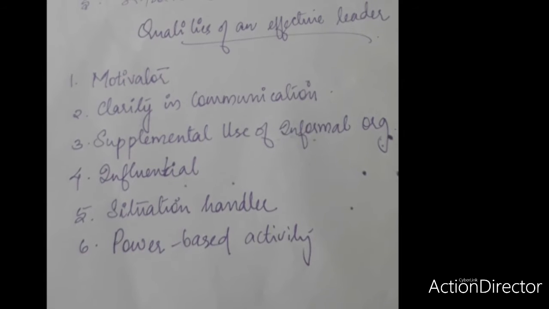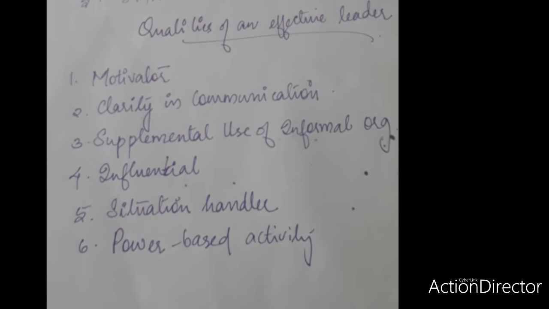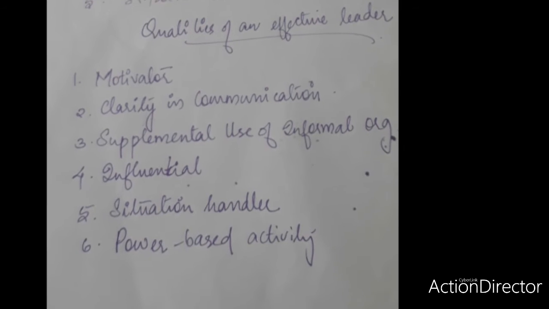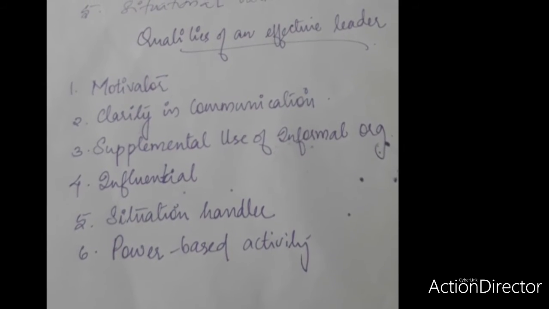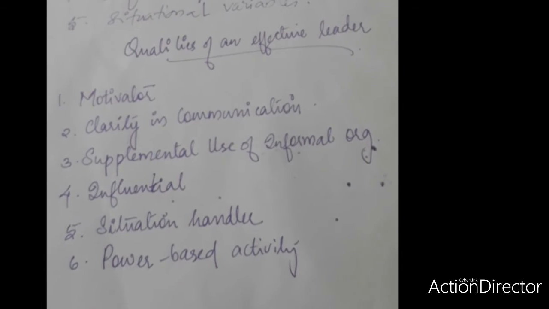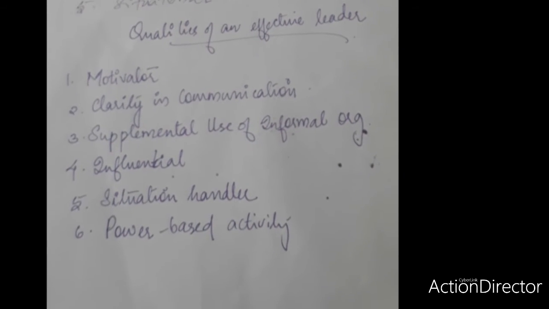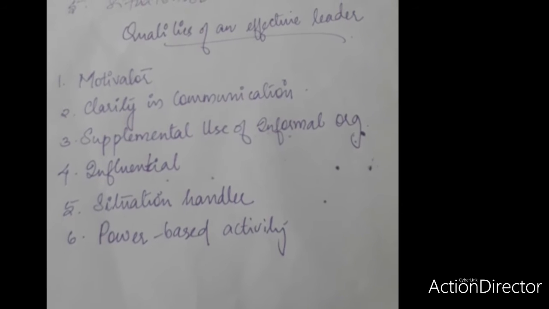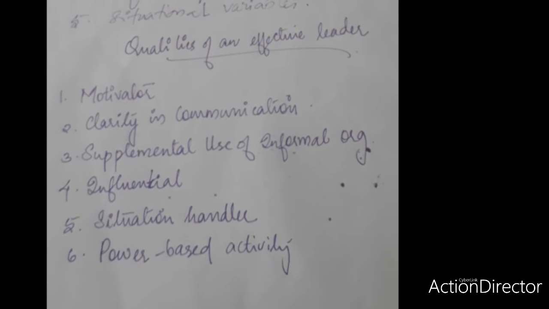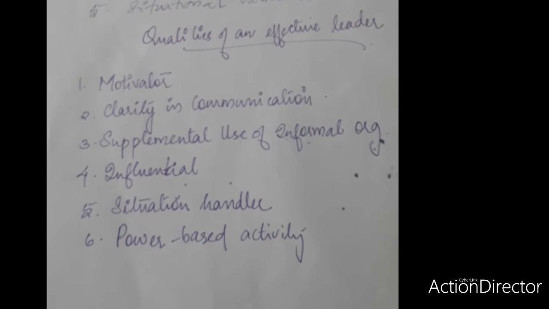Secondly, clarity in communication. When there is no proper communication, then the organization cannot achieve its goals. Communication must be clear so that each individual will understand what they want to achieve. Thirdly, supplemental use of information in the informal organization. That is, communication tends to be more effective when managers utilize the informal organization to support the communication channels of the formal organization. Managers should make use of informal groups so that formal groups can be strengthened.